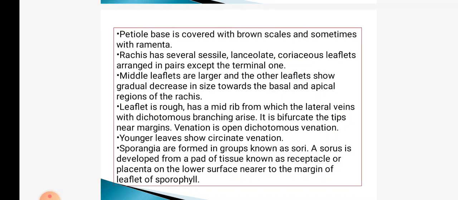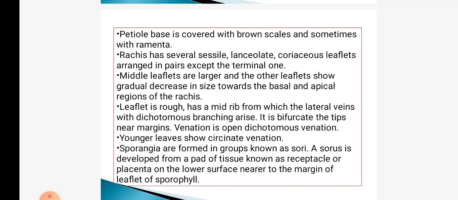Let us start to study the different parts present in the plant. Petiole base is covered with brown scales and sometimes with ramenta. Ramenta are the hair-like structures. Rachis has several sessile, lanceolate, coriaceous leaflets arranged in pairs.